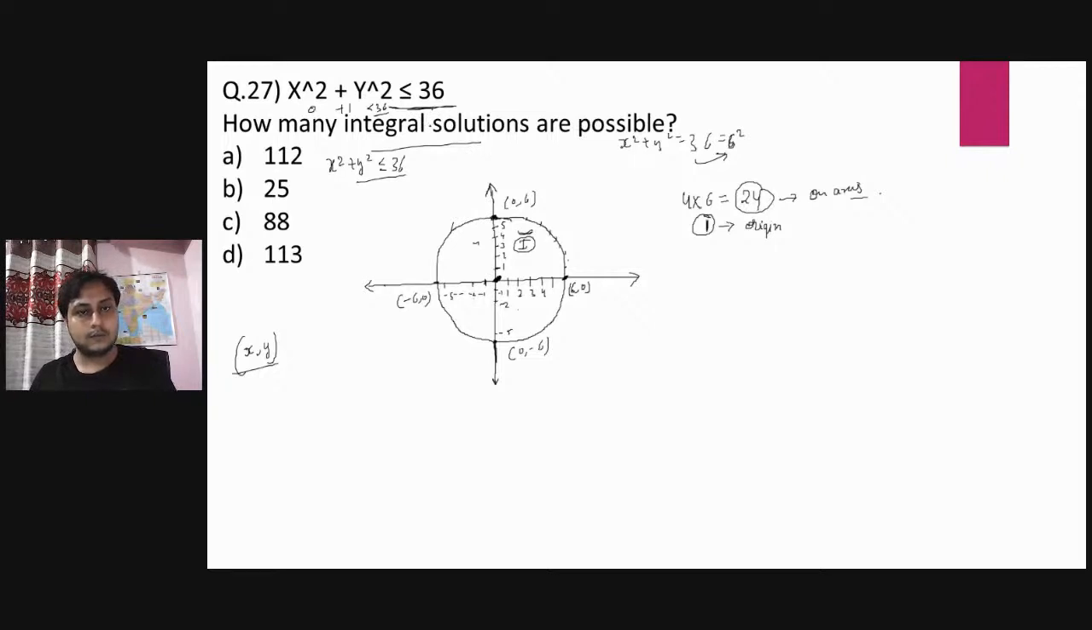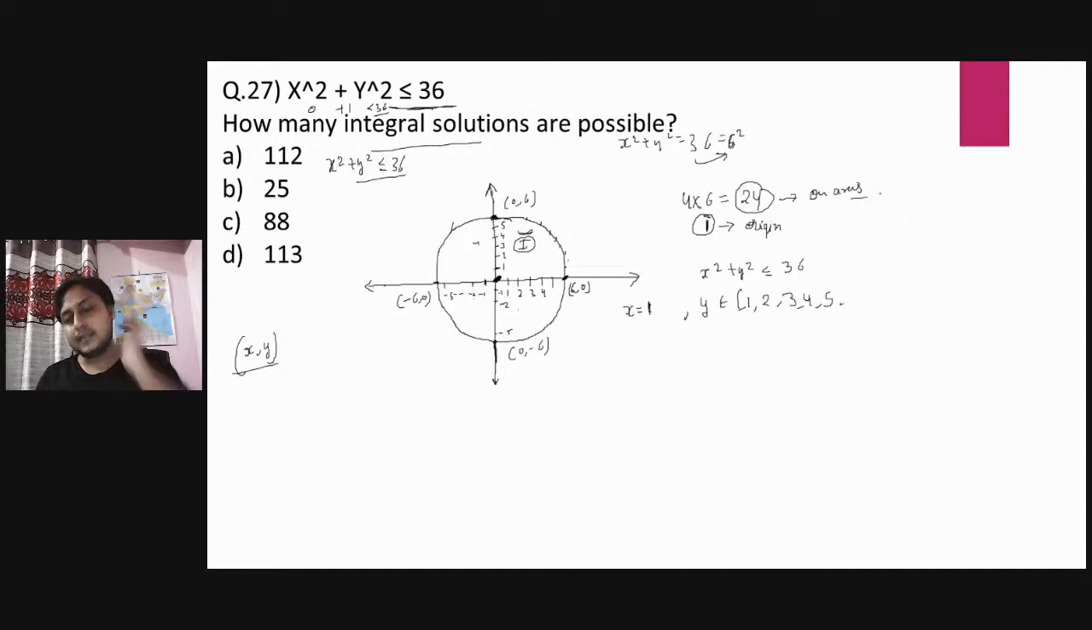So, if x is 1, let's say x is 1, y belongs to... y can be 1 to fulfill the given condition that x square plus y square is less than or equal to 36, right? y can be 2, 3, 4, 5.